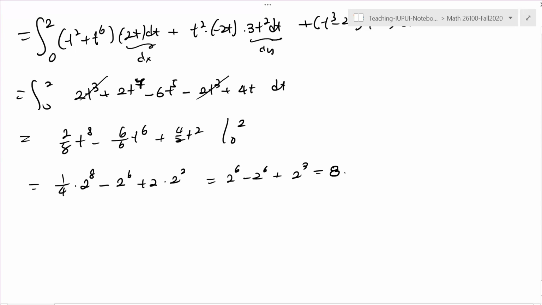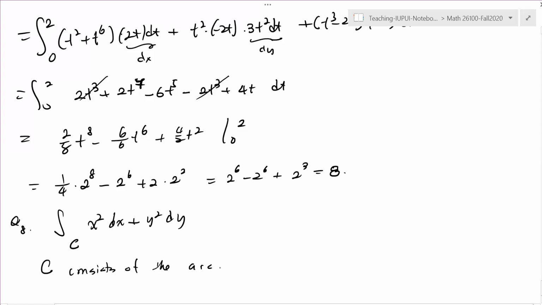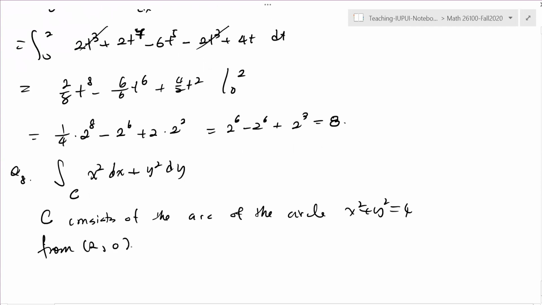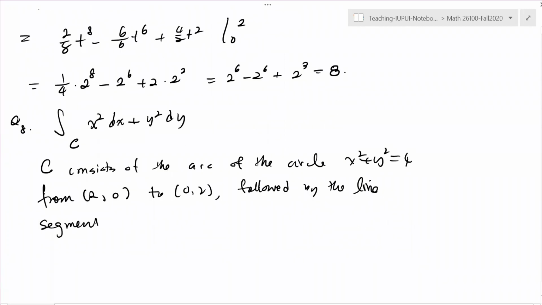Now let's look at number 8. Evaluate this integral, where C consists of the arc of the circle x squared plus y squared equals 4 from this point to this point, followed by the line segment from (0, 2) to (4, 3).